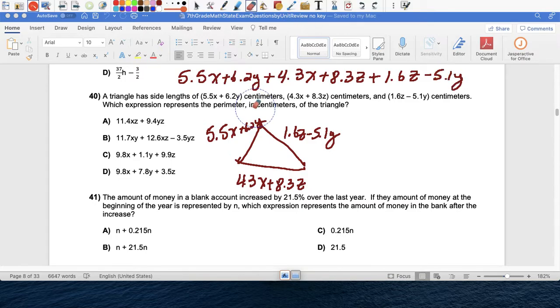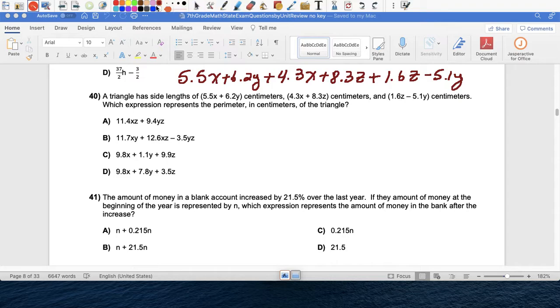So now I'm going to erase my triangle. All the x's, 5.5x, positive 4.3x, and that's it. So that I can do that in my head. So that gives me 9.3x. Sorry, 9.8. Oops. 9.8x. So I know. Now, if you look at your multiple choices, A is gone. B is also gone because it doesn't have 9.8x. And I don't know where they're getting all those numbers, but I combine all the x's. So now it's between C and D.